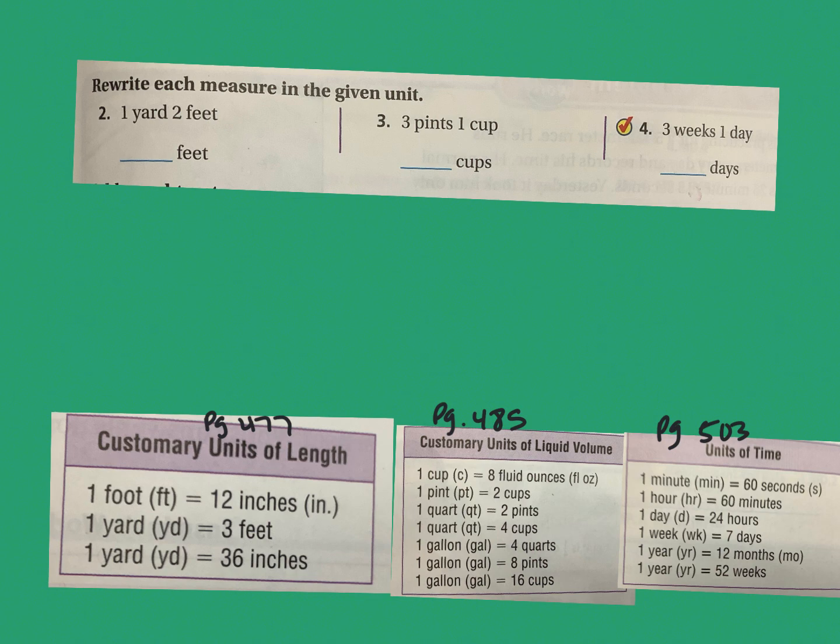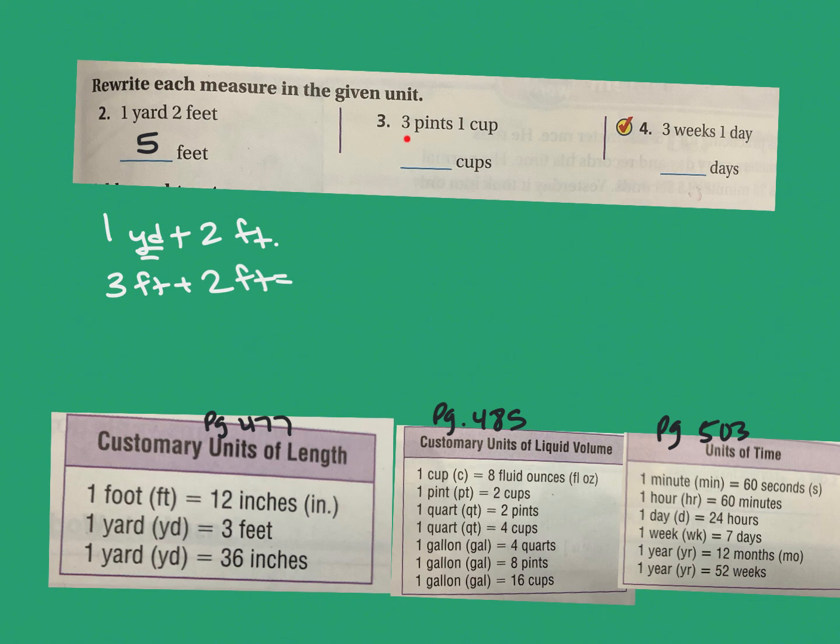I have 1 yard and 2 feet. Okay, that is 1 yard plus 2 feet, right? Let's change yard to feet. How many feet are in a yard? 1 yard is the same as 3 feet. So I will change 1 yard to 3 feet. And then I will add it to the 2 feet that are already there. 3 feet plus 2 feet is a total of 5 feet. There's the answer to that one.